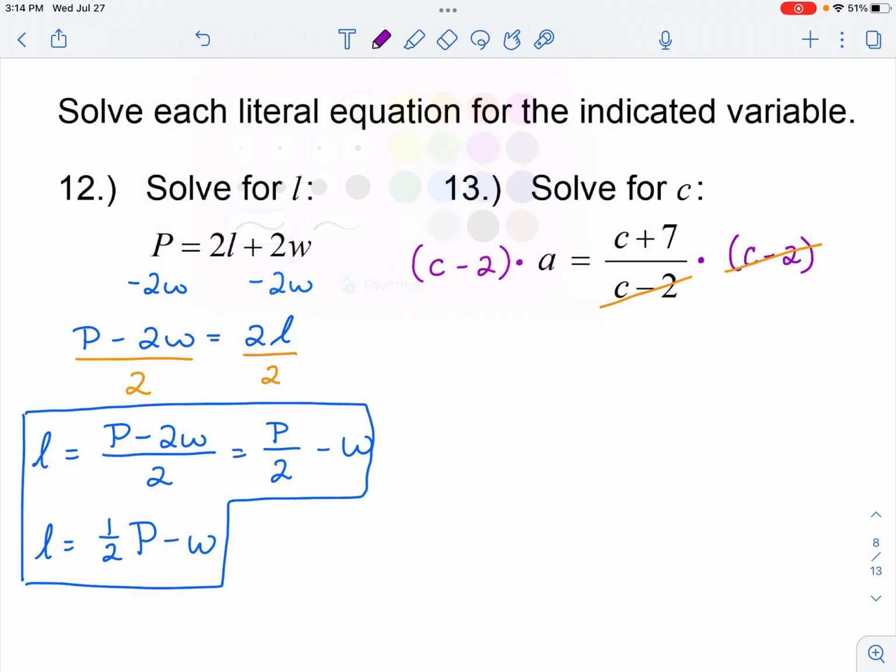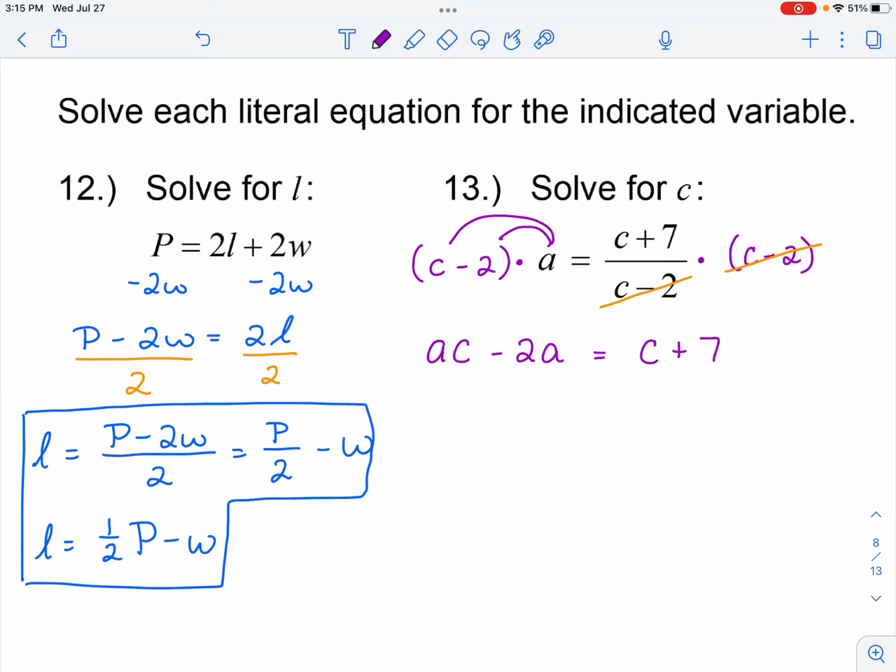All right, now I have C minus 2 times A, so that gives me AC minus 2A from doing the distributive property here, and that's equal to C plus 7. All right, now I need the C terms on one side of the equation and the non-C terms on the other side of the equation. All right, there's no one right way to do this. There's at least two different ways that you can go ahead and do it.